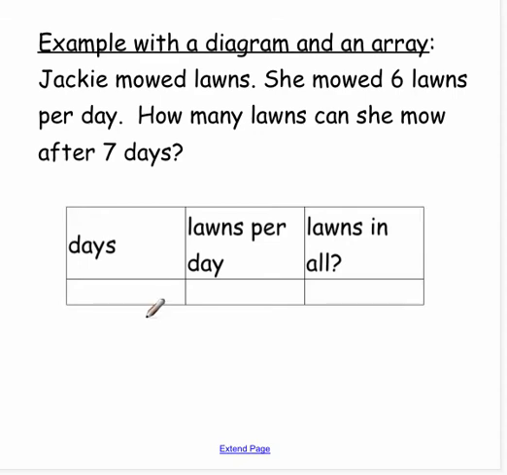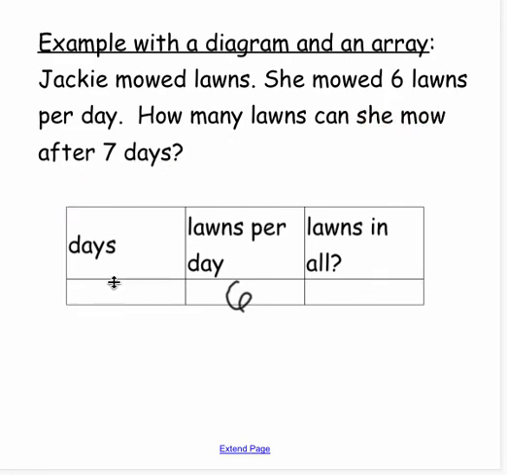Okay, so I have a nice little diagram that can help me solve the problem. Okay, I'm going to reread it. Jackie mowed lawns. She mowed 6 lawns per day. Lawns per day right here is 6. How many lawns can she mow after 7 days?